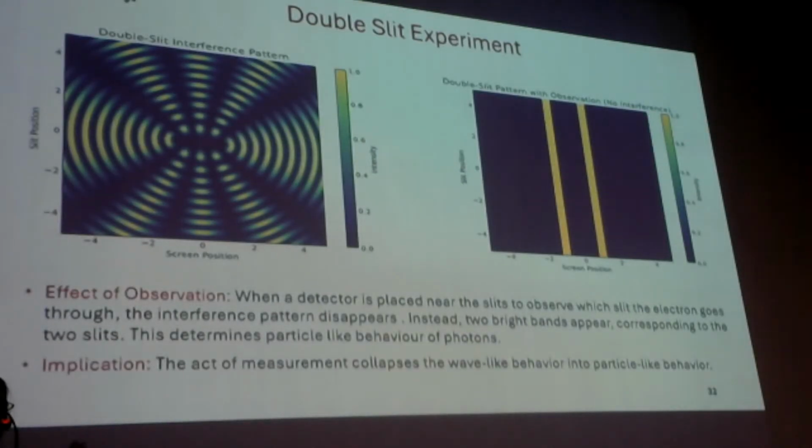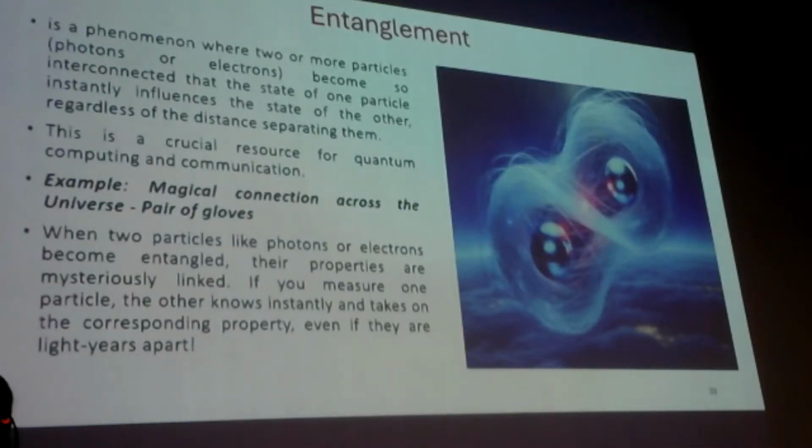And if you see in experimentation, writing in the program and board or seeing an IBM Composer, you will see the outputs like this. So here, there are detectors placed near the slits to observe which slit the electron goes through. The interference pattern disappears and simply you will have only two bright bands appearing. Okay. So active measurement collapses wave-like behavior into particle-like behavior.